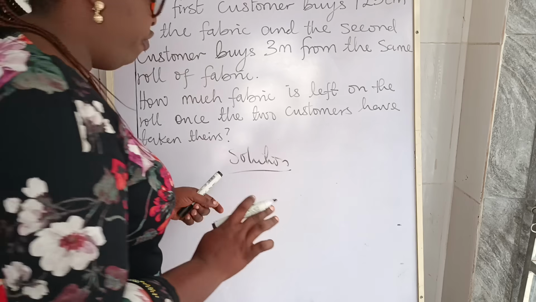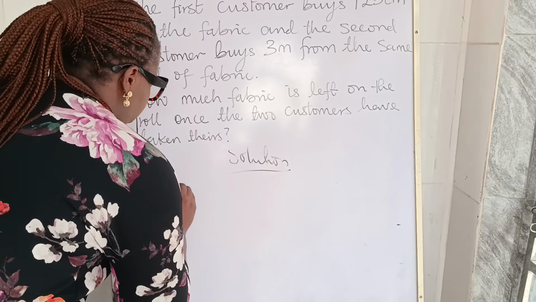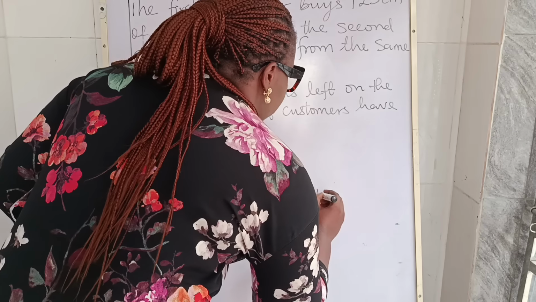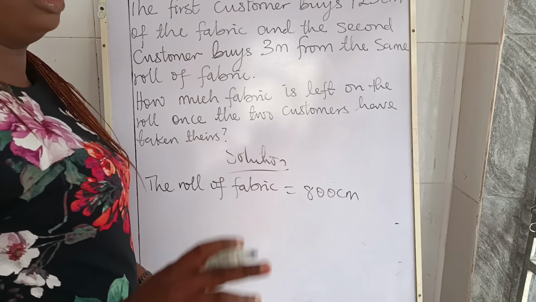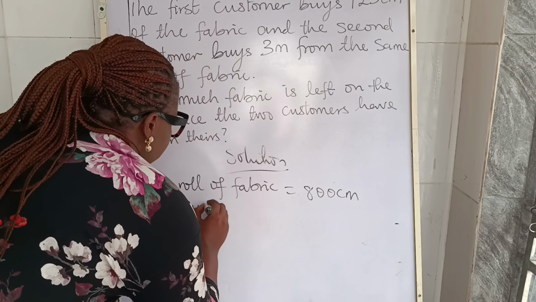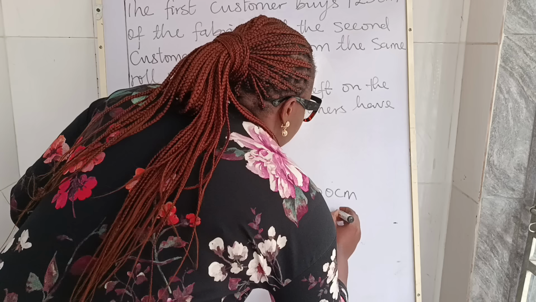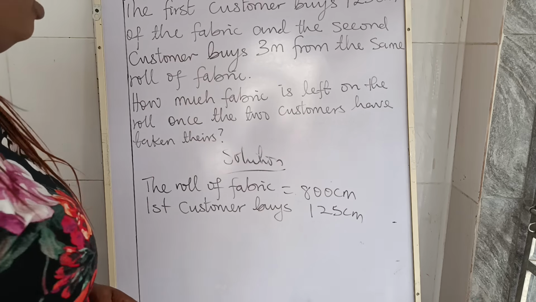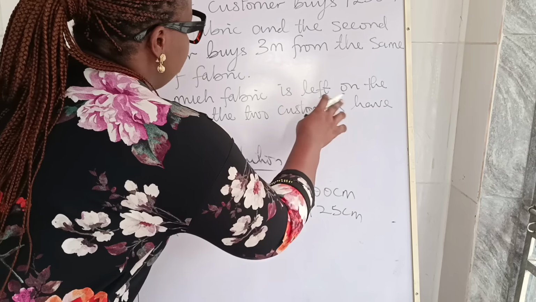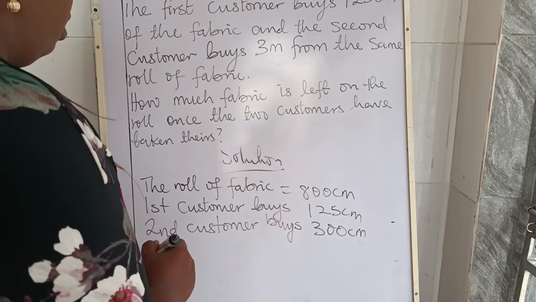Now, let's solve it. We have the roll of fabric, which is how many? 800 centimeters. Remember what I said, you can either use 8 meters or centimeters, but use one unit to solve, right? The first customer buys how many? 125 centimeters, because it's already in centimeters, so we don't convert it again. Then the second customer buys 300 centimeters of that same material, because it's a lovely material.